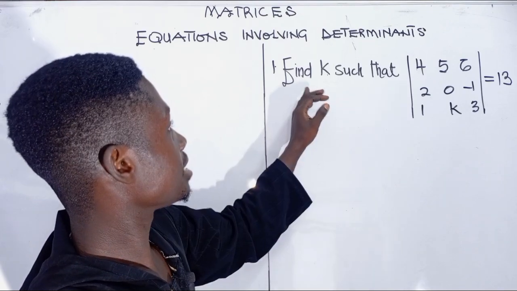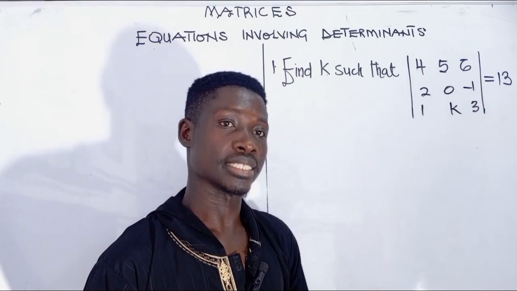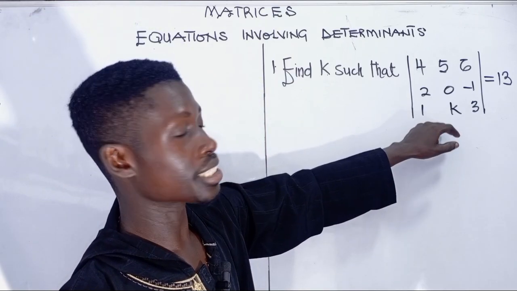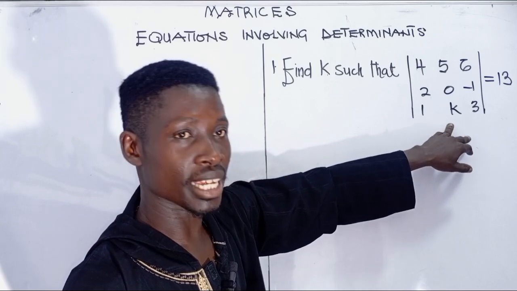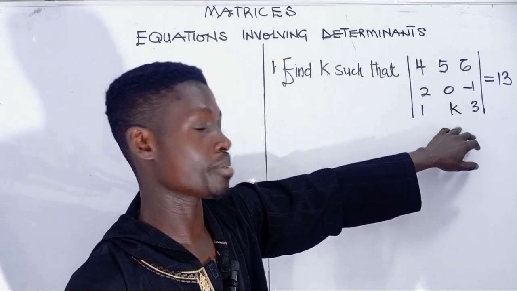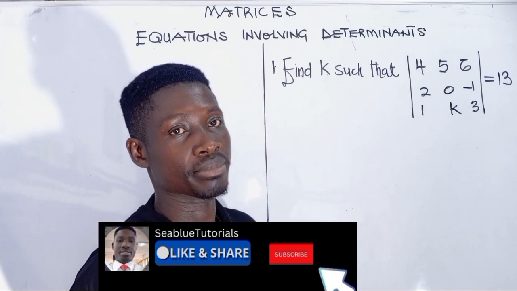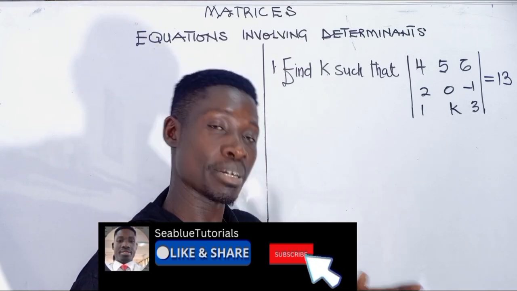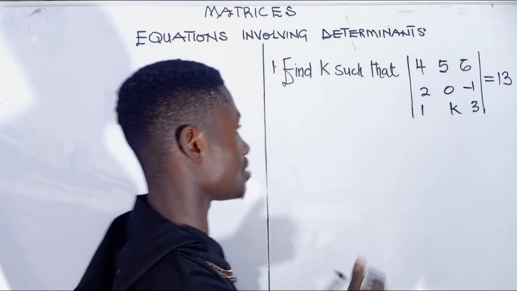So we want to find the value for k such that the determinant of this matrix is equal to 13. Looking at this matrix, this is a 3 by 3 matrix. So to solve for k, we have to find the determinant of this 3 by 3 matrix, and then we equate it to the number 13. We have already learned how to find the determinant of a 3 by 3 matrix. So let's find the determinant of this.